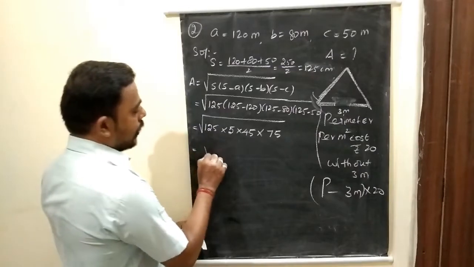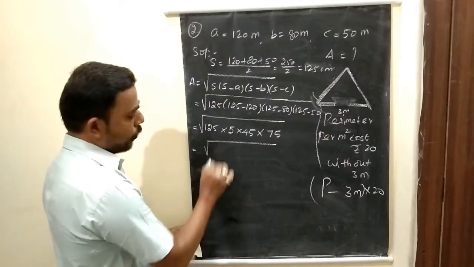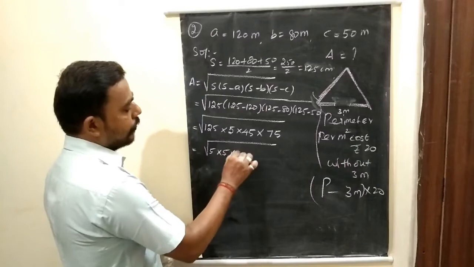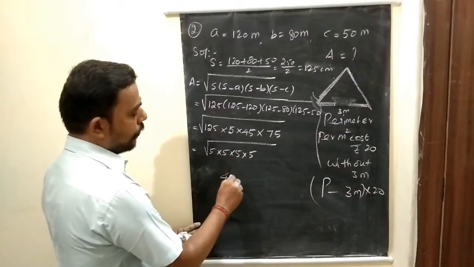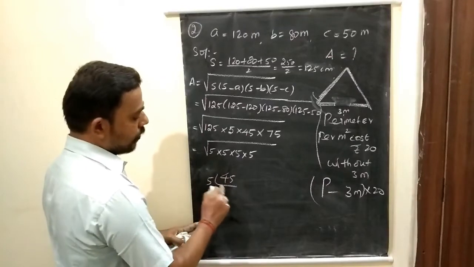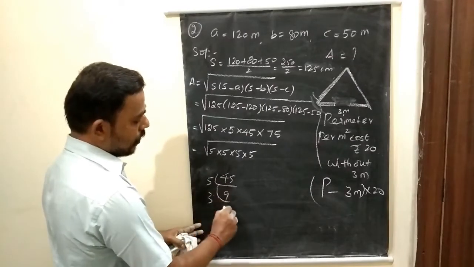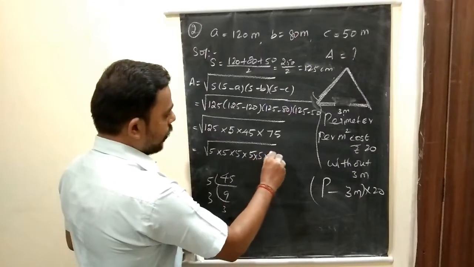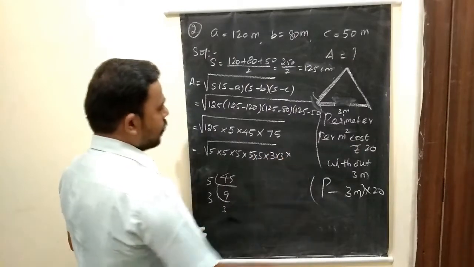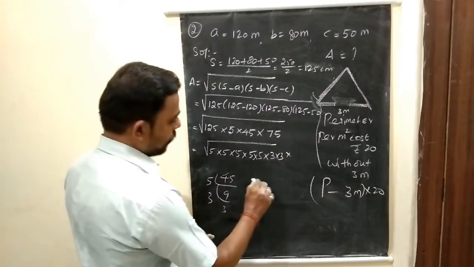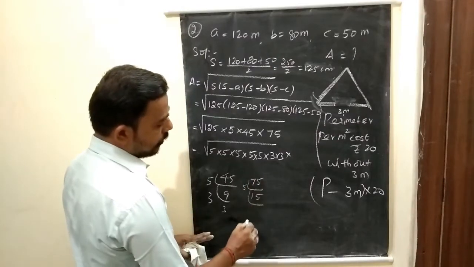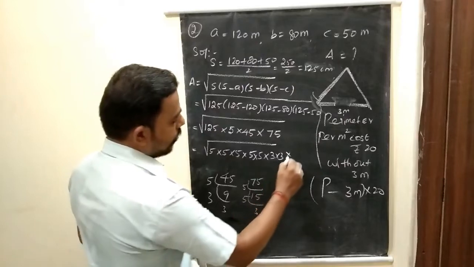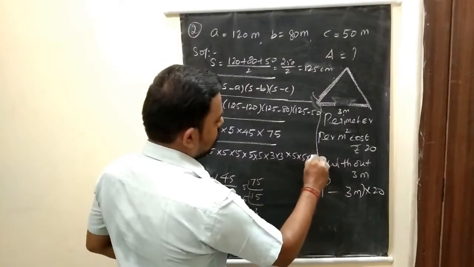You may think about the prime factorization. First, 125 is 5 into 5 into 5. Next, 5 is 5. For 45, 5 nines are 45, so 3 3. So 5 into 3 into 3. For 75, 5 15s are 75, next 5 3. So 5 into 5 into 3.